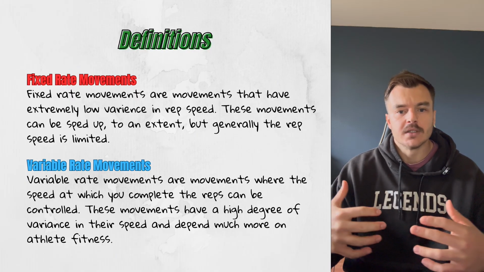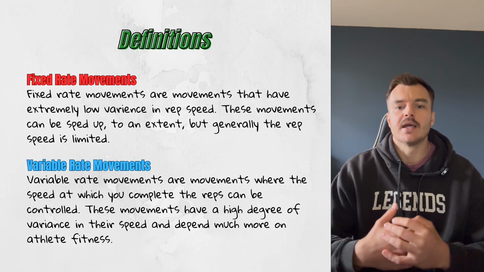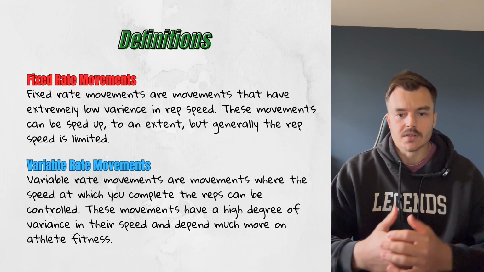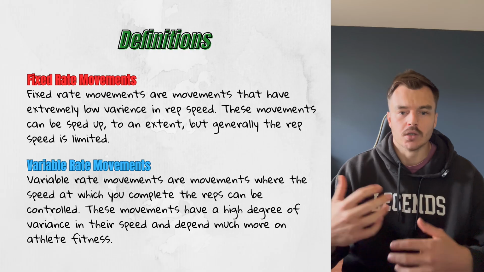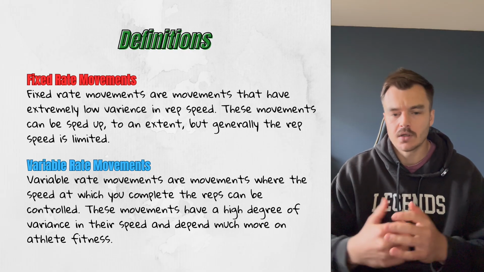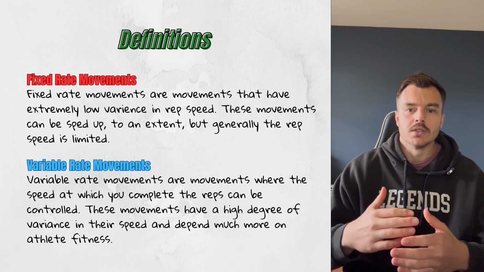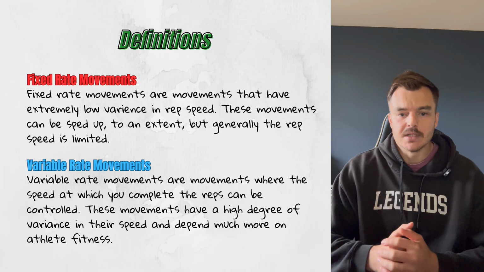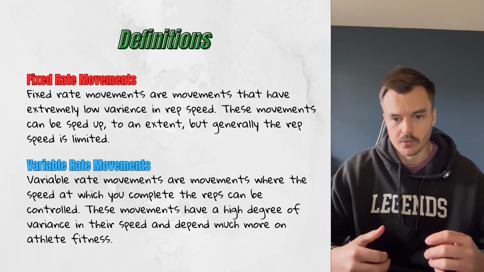A variable rate movement is going to be a movement where the athlete can speed it up and slow it down. The easiest example for this is going to be machine work. So anything on an erg is variable rate, right? You can get calories faster or you can get calories slower. What I'm getting at here is that you can speed up and slow down. You have control over the speed at which you're doing the movement with variable rate movements.